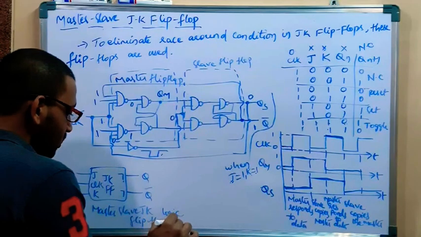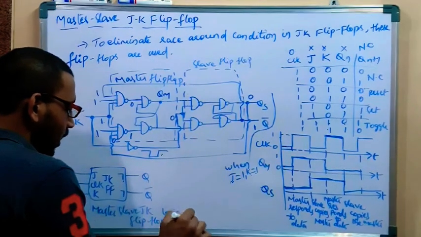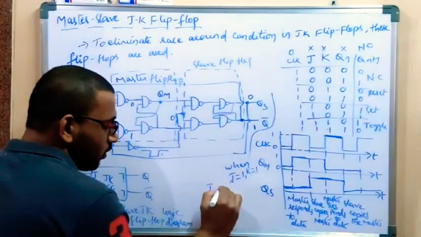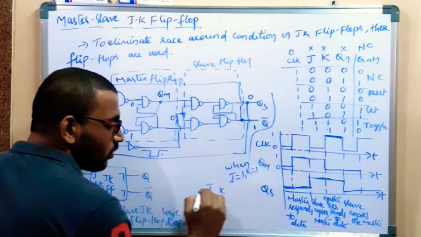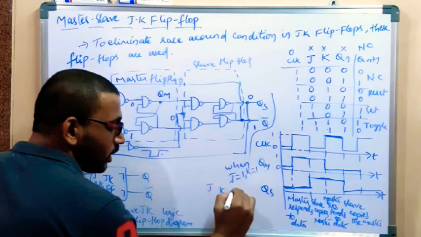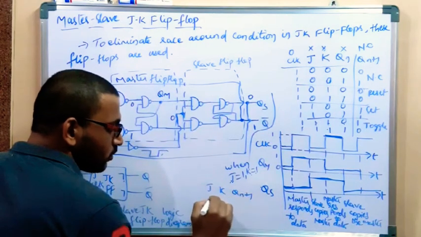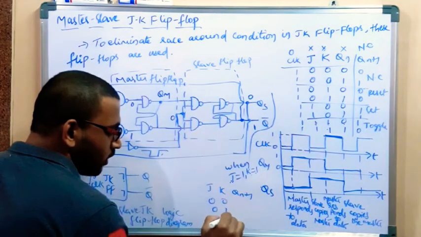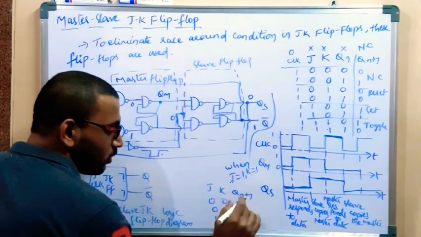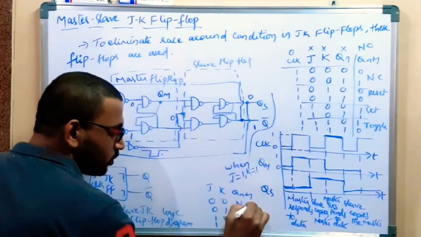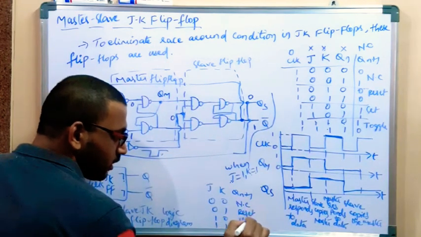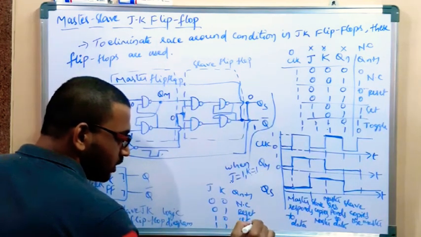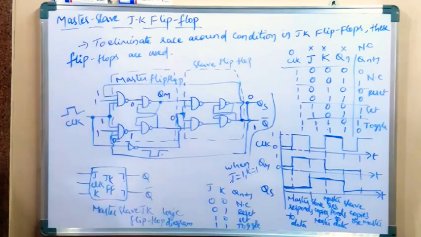So in some textbooks you can find the truth table as only J, K, Q(N+1): 0, 0, no change; 0, 1, reset; 1, 0, set; 1, 1, toggle. In some textbooks, the truth table for master slave flip-flop is given like this.